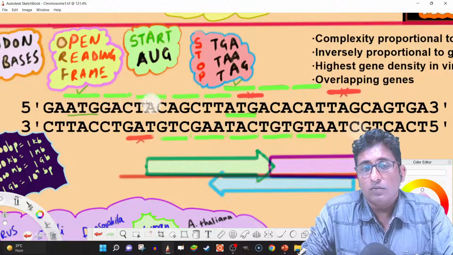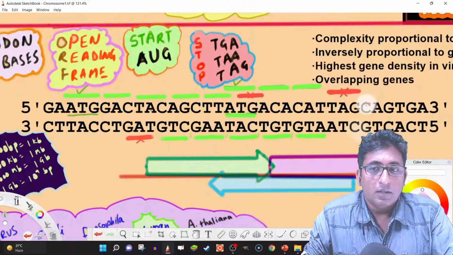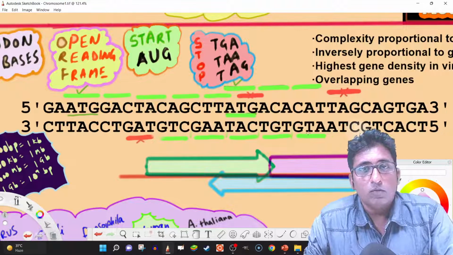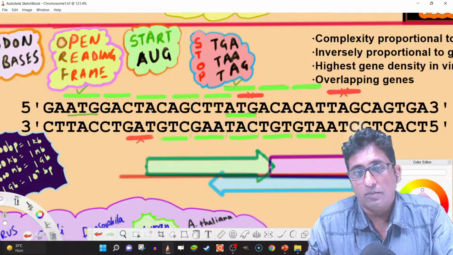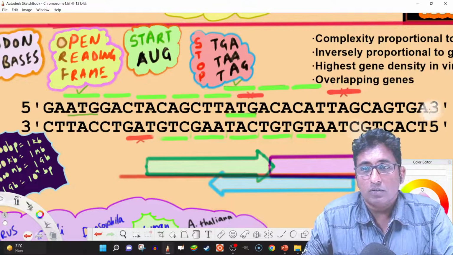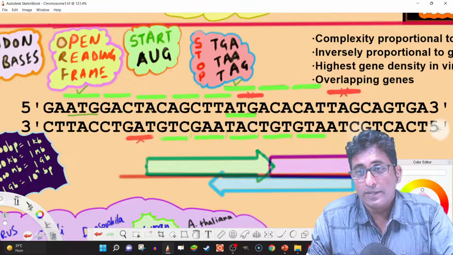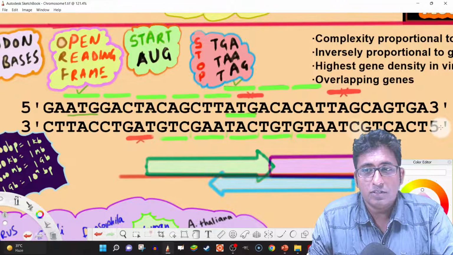Not only would we find them in this direction, on the top strand, they could also be on the bottom strand. One thing we must always remember is that all the open reading frames should always be read from 5' to 3'. If you look at the complementary strand, we can see that there is a 5'. It is anti-parallel to the top strand.